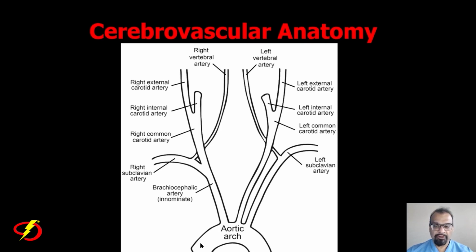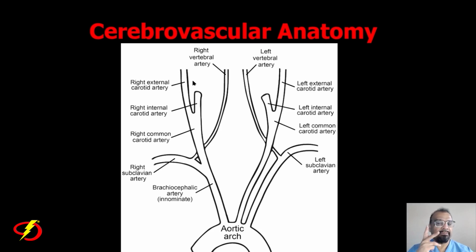They all come off the aortic arch, coming off the heart. And the first major vessel coming off the aortic arch is the innominate artery, or the brachiocephalic artery. This bifurcates into a right common carotid artery and a right subclavian artery. The right common carotid artery bifurcates typically at the level of C3 or C4 into an internal carotid artery posterior and laterally, and an external carotid artery anteriorly and medially.